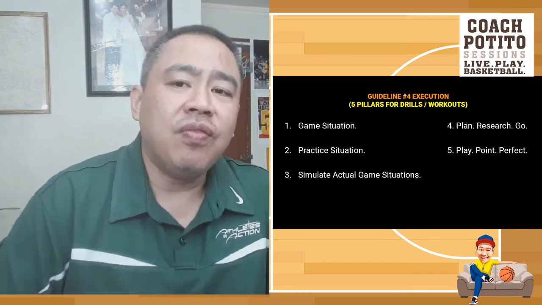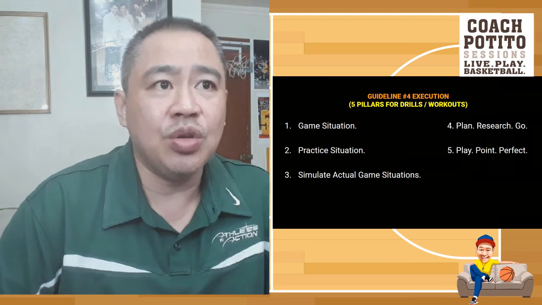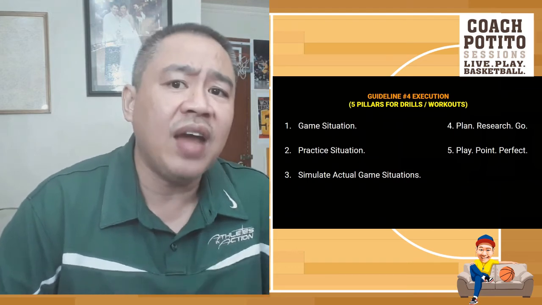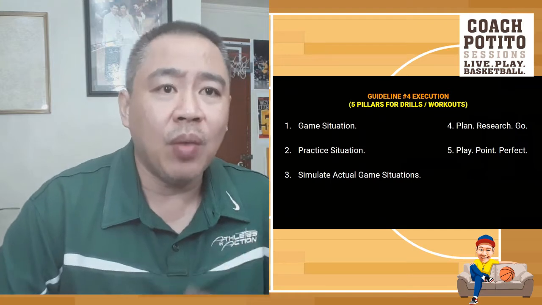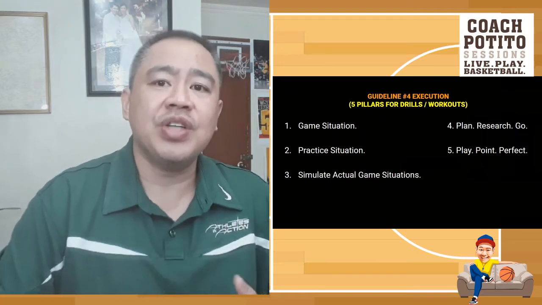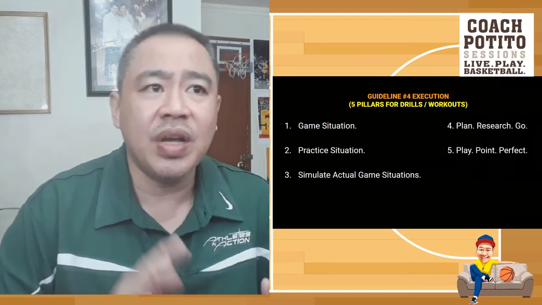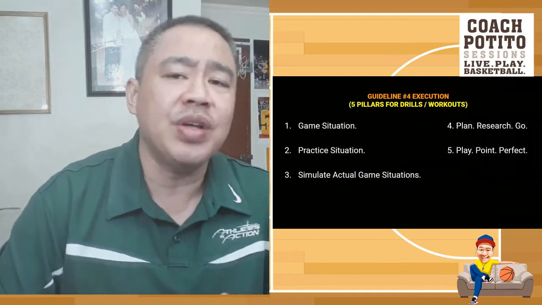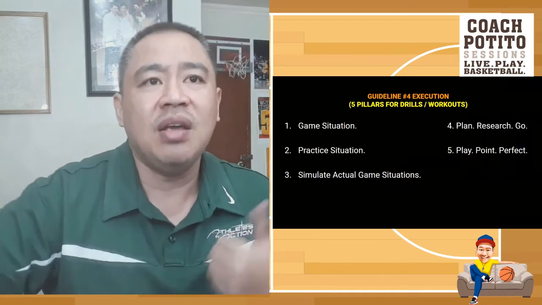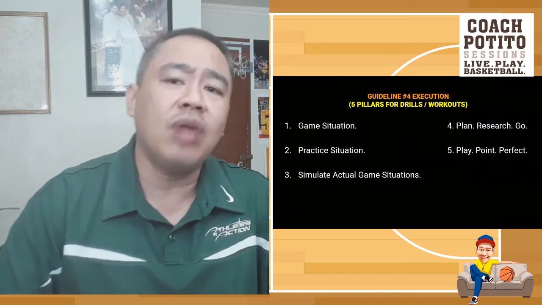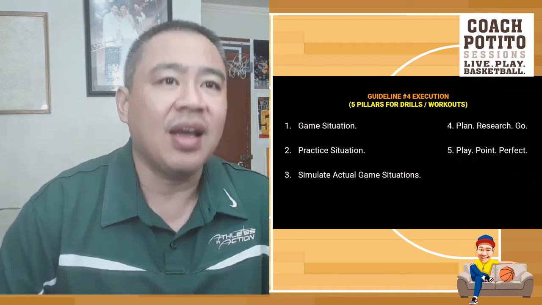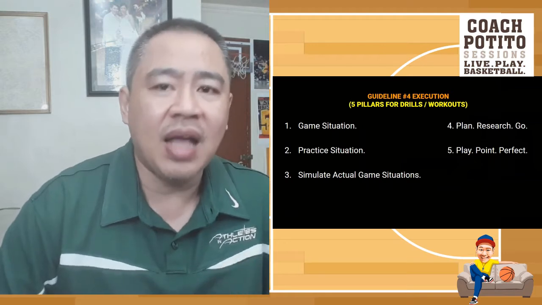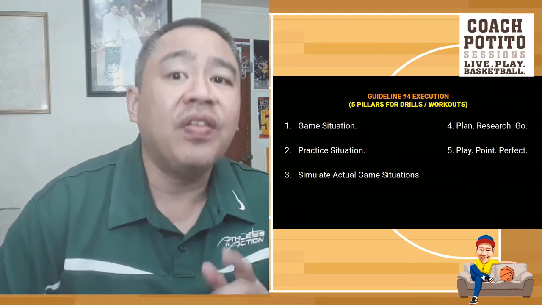Now, my fourth item for guidelines is execution. And execution is really a 5 item piece for me. And I'm going to go at it one by one. First is game situation. Second is practice situation. Simulate actual game situation is third. And as you can see, plan, research, and go forth. And to round it up, play, point, perfect. It's not perfect. Play, point, perfect. The action, the act of perfecting.